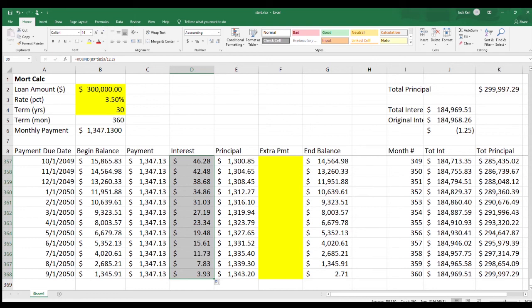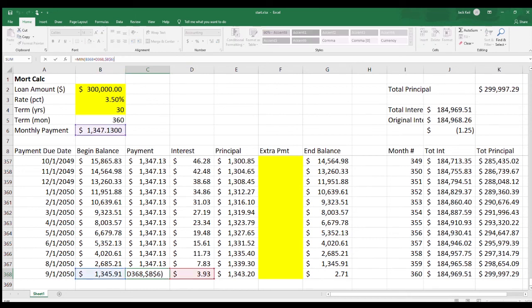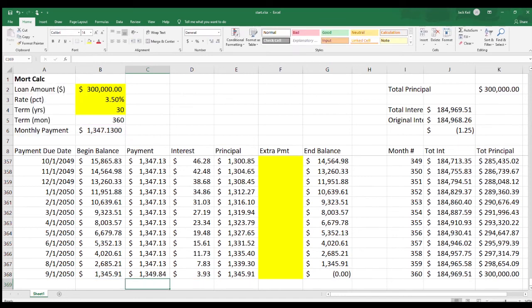One interesting thing that happened, though, is that our total principal is now not equal to our loan amount. This means that our last payment didn't fully pay off our mortgage. We have to pay an extra $2.71. Now, we could make a complicated Excel formula to do that, but just to be simple, let's add it in manually and say plus 271.